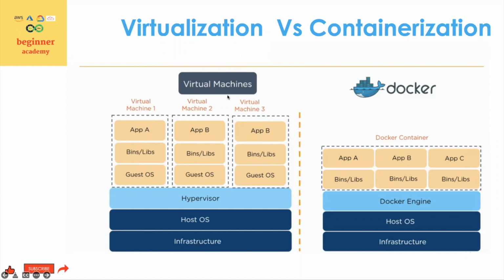If you see here, a virtual machine required another guest OS. On a server machine, we already had a host OS, but in a virtual machine, we were supposed to install another guest OS. So obviously, in order to run an operating system as a guest, you need enough memory, and all the libraries have to be installed.